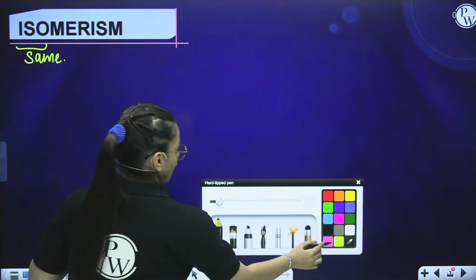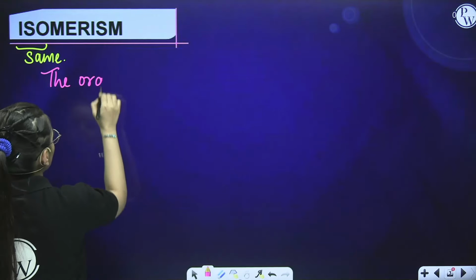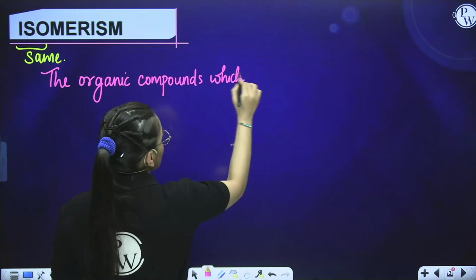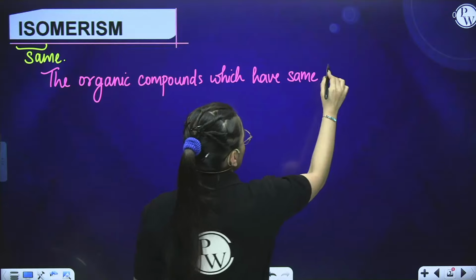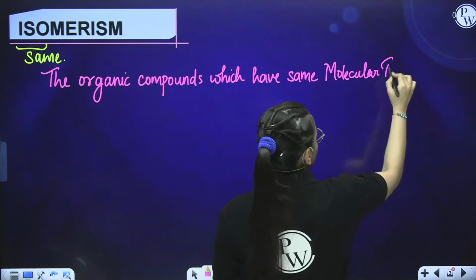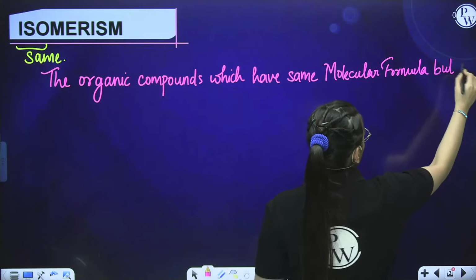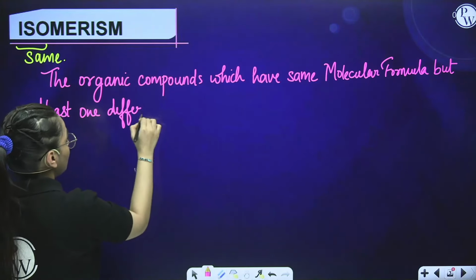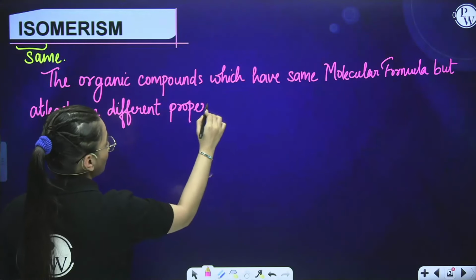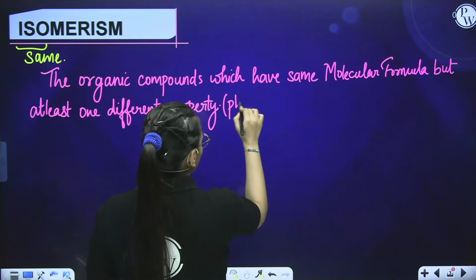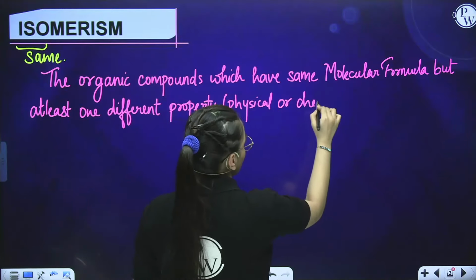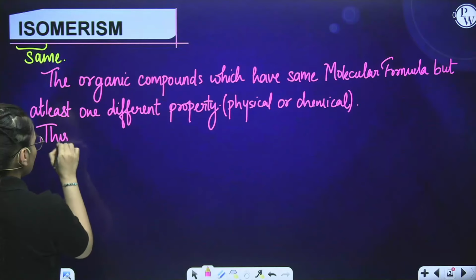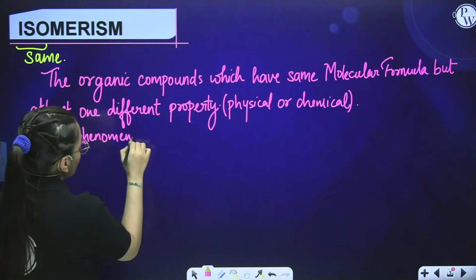So what I am saying, the organic compounds which have same molecular formula but at least one different property. Now this one different property can be your physical, it can be your chemical. Physical or chemical, students. Just try to understand that these are isomers of each other, and this phenomena, students, is isomerism.